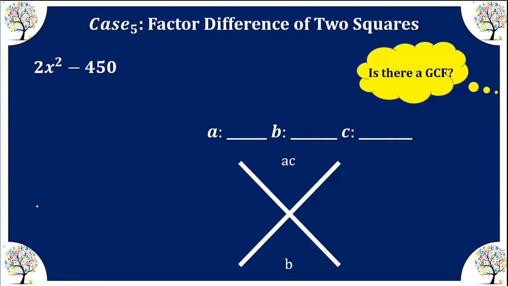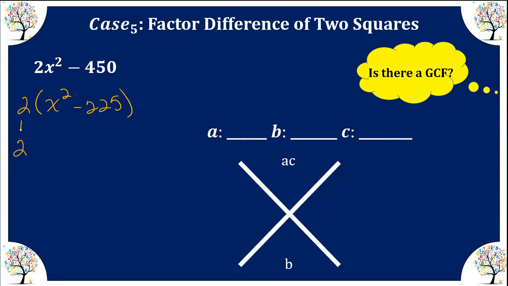Let's do one more. This is not a difference of two squares because 2 is not a perfect square and neither is 450. But maybe there's a GCF, which there is, and then we may have the difference of two squares. I'm going to factor out a 2. This gives us x squared minus 225. Now, if you were being asked to factor this completely and this is your answer, you would not get full credit because x squared minus 225 is not fully factored. This is a difference of two squares.